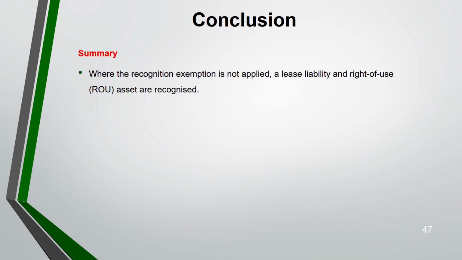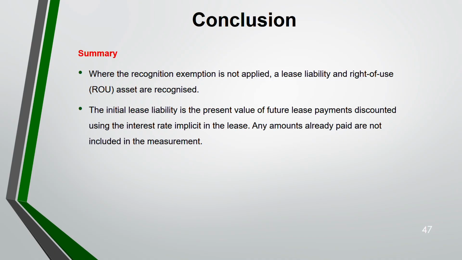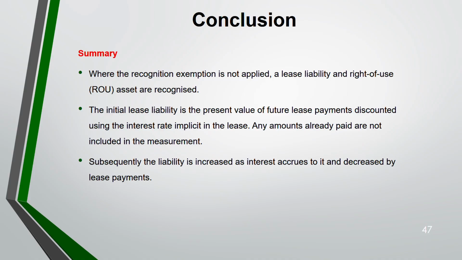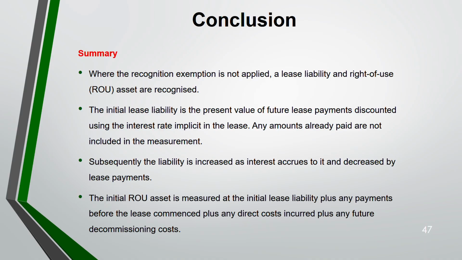And if your recognition exemption is not applied, then in the normal way, you will recognize lease liability and right of use asset. Your lease liability: the initial lease liability will be recognized as the present value of future lease payments discounted using the interest rate given in the question. And any amounts that are already paid will not be included in that lease liability. Subsequent measurement for the liability: you increase your liability with the interest and decrease it by the lease payment. Remember that table we have done where we deduct the payment and increase the interest? Yes, that is the subsequent measurement.